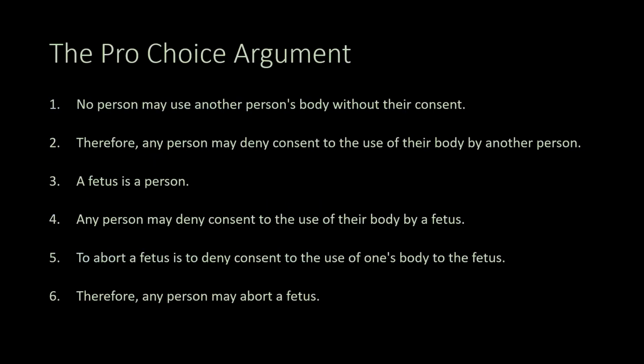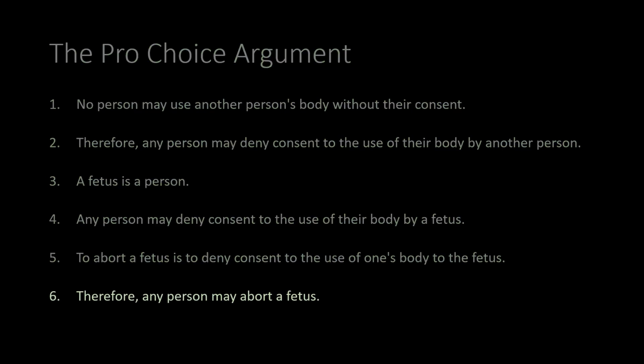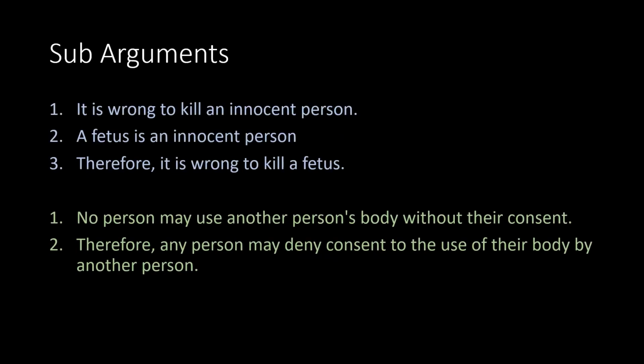And here is a representation of the standard pro-choice argument. The conclusion in the pro-choice argument is that anybody may, that is to say, it's morally permissible to, abort a fetus. And this conclusion is said to follow from its own set of premises. As you can see in both of our examples, arguments can have smaller arguments embedded within them. The pro-life argument first establishes that it's wrong to kill a fetus. The pro-choice argument establishes that people have a right to deny to other persons the non-consensual use of their body.